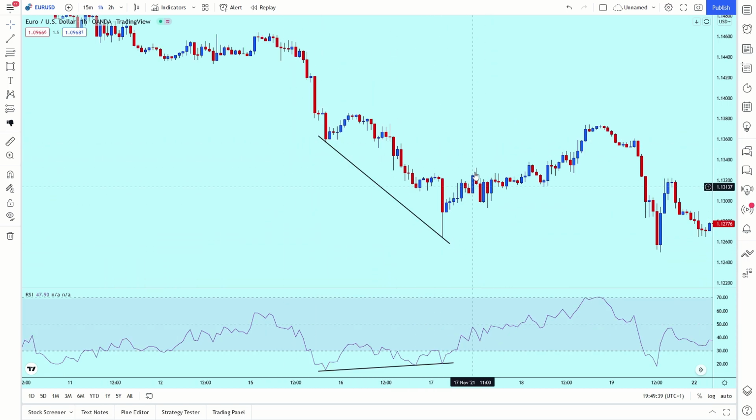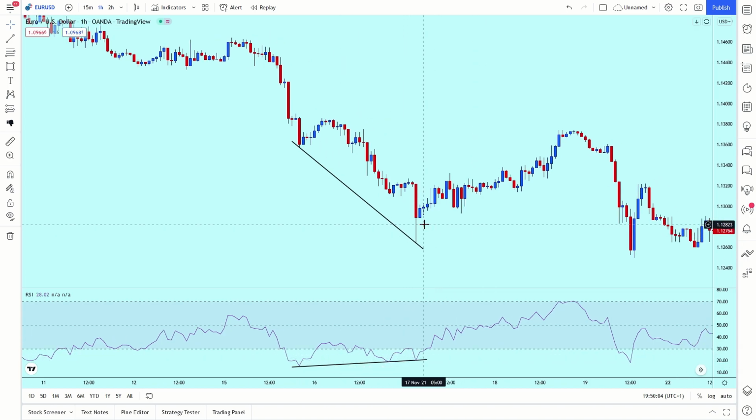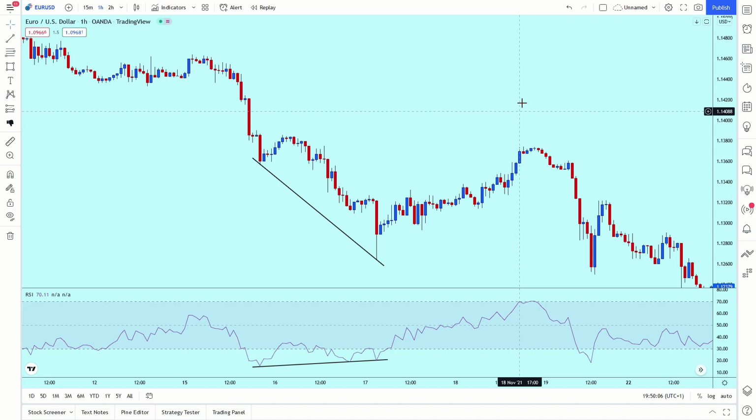Here we have an example of a bullish hidden divergence. We can see here that price formed these lower lows. This was one low and a lower low, but RSI formed these higher lows. We can see that every low is higher than the previous, that's why we call these higher lows. And what happened next? Price went up. It was not a very strong bullish move, but it was enough to catch some pips.